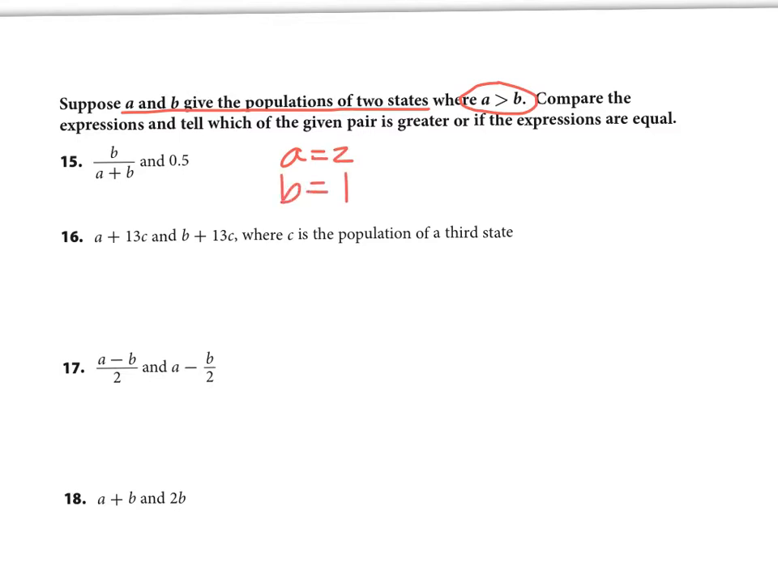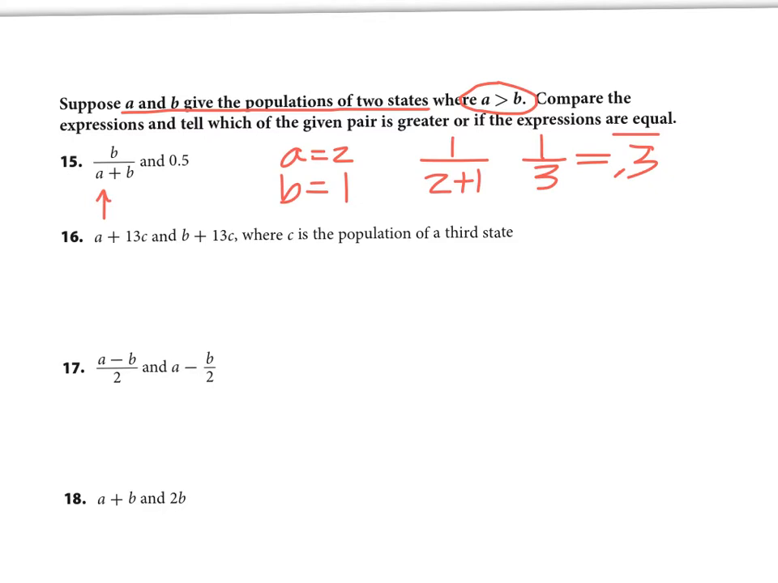Now, let's plug that into our expression right here. So we have 1 over 2 plus 1. If I simplify that, that's 1 over 3. Now, what is 1 over 3 as a decimal? That is 0.3 repeating.